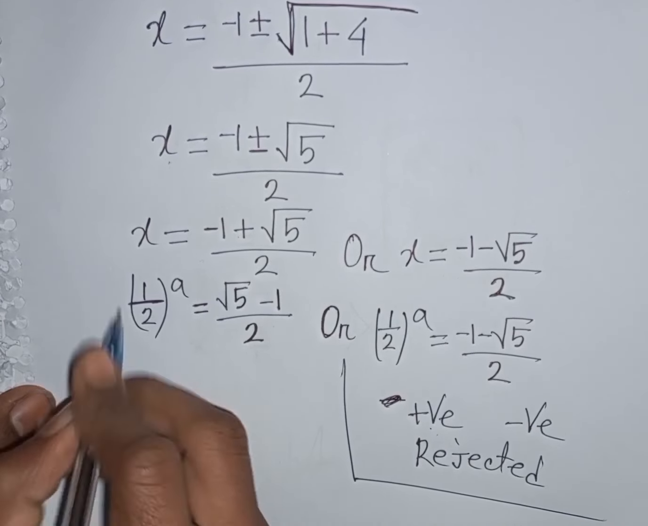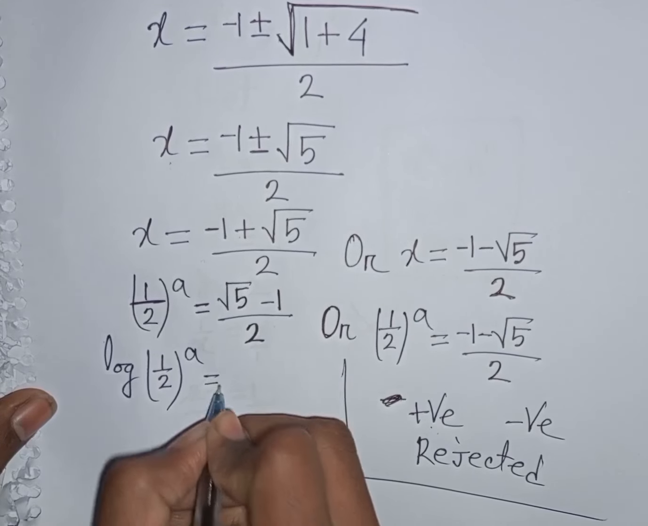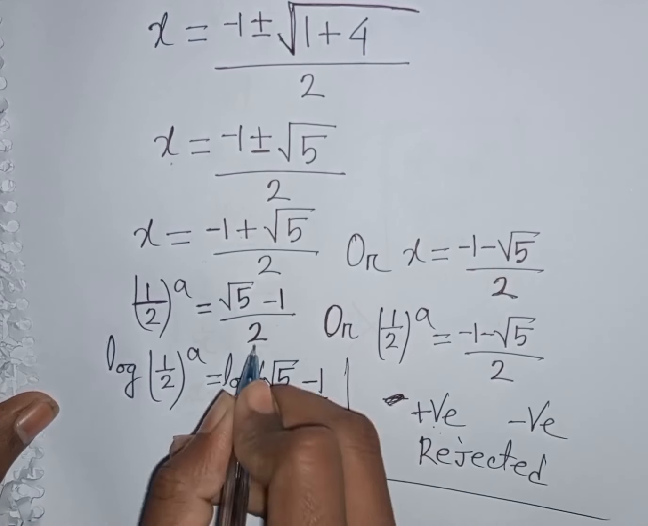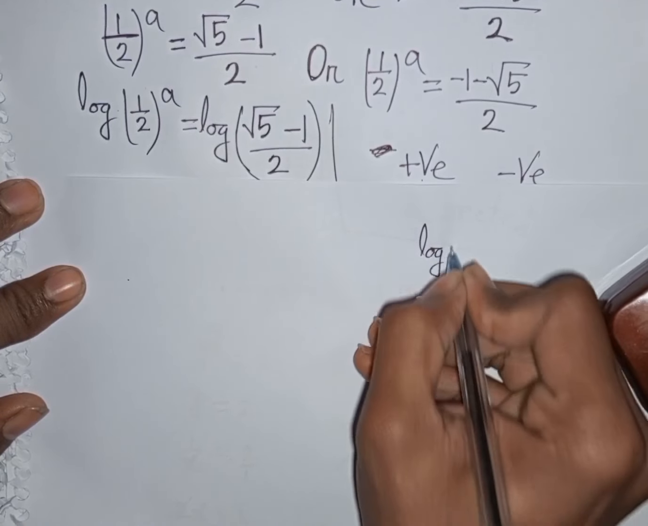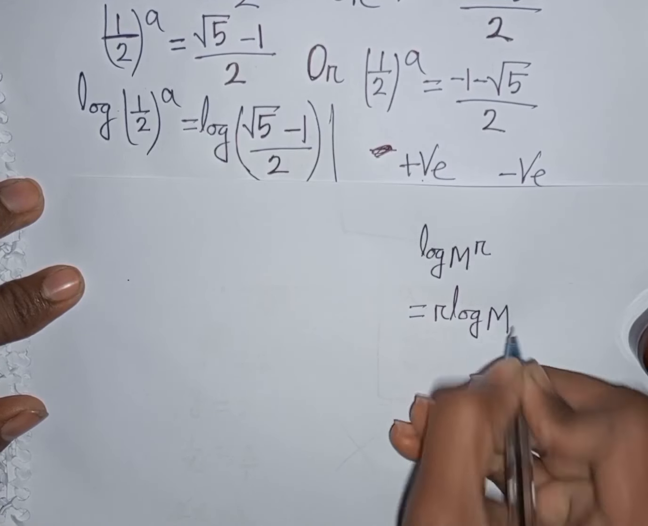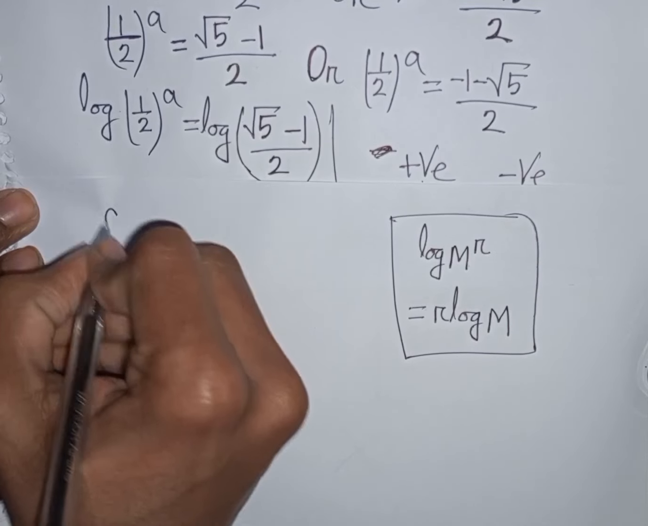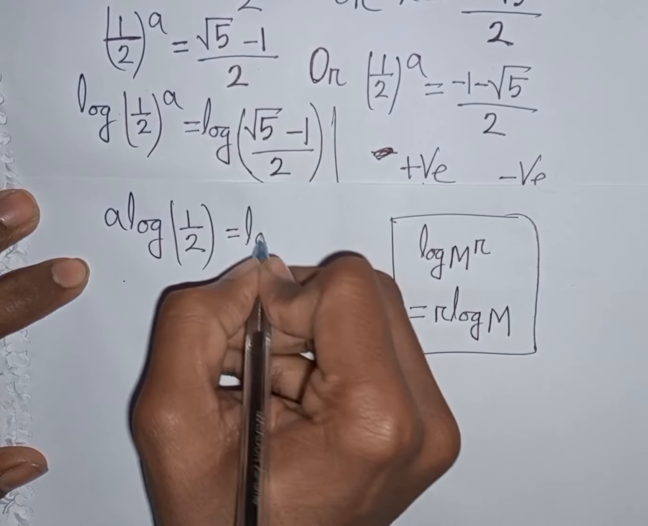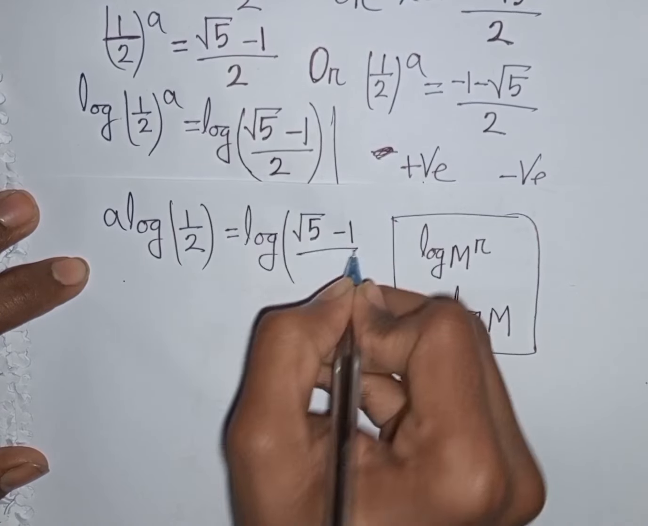Now from here, we apply log on both sides. So you can write here, log of (1/2)^a is equal to log of square root of 5 minus 1 divided by 2. Now here you can apply the rule that log m power r is equal to r log m. That means this power r moves to the front. So according to this rule, this power a will move to the front. So you can write here, a log (1/2) is equal to log of square root of 5 minus 1 divided by 2.